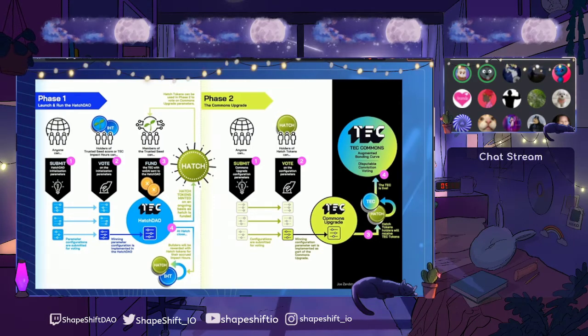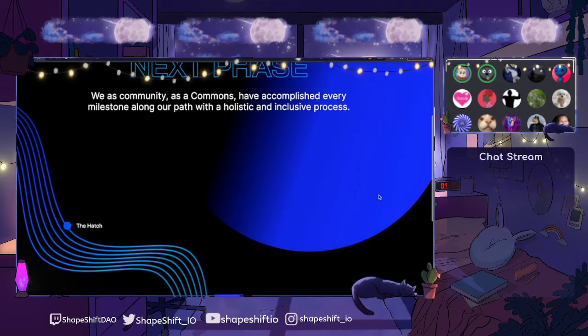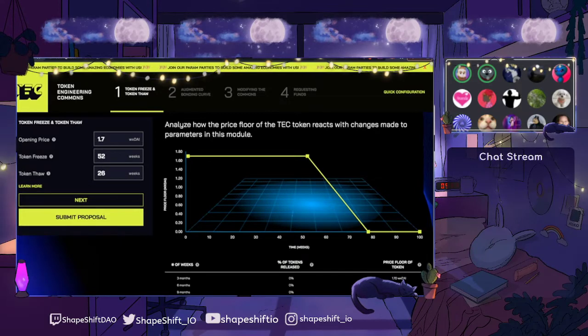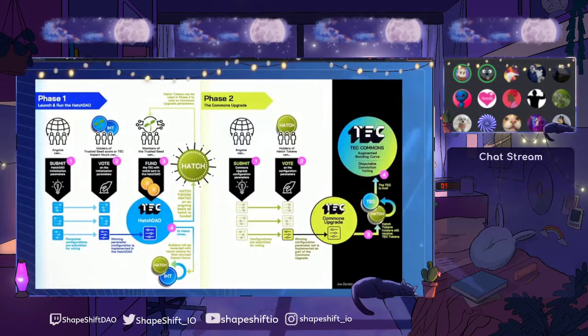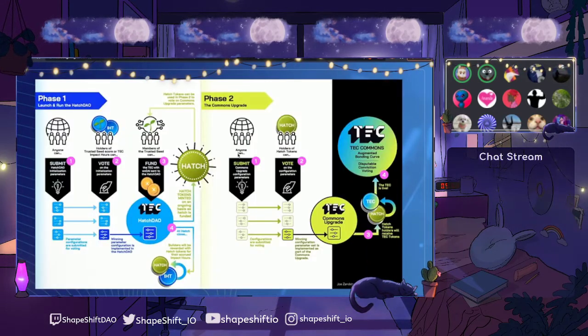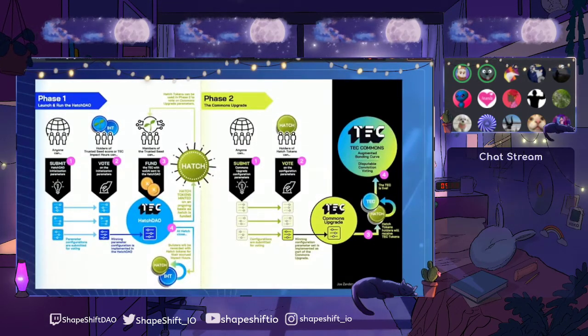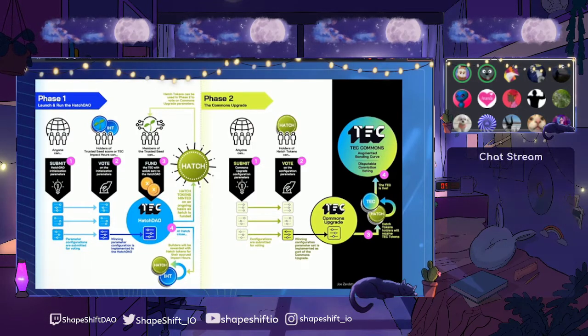The tool we are using for this is the Commons configuration dashboard. The Commons configuration dashboard looks something like this, and it's the tool that we're going to be using for submitting proposals that are going to be debated and discussed, and eventually we will collectively design the TEC economy.